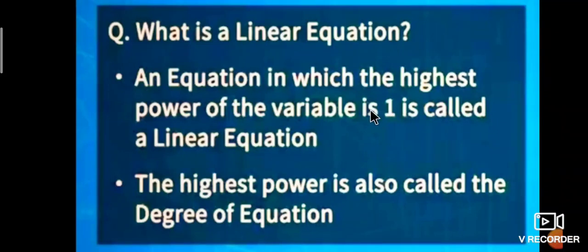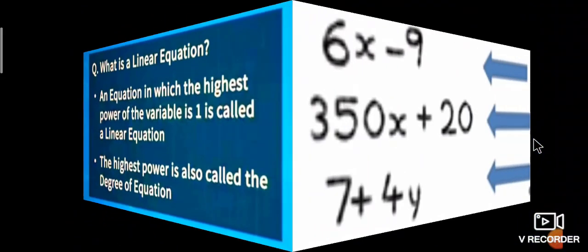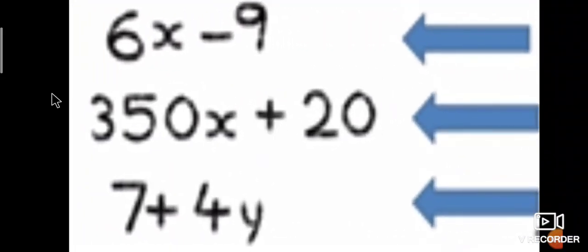Students, did you understand that one? What is a linear equation? It is an equation in which the highest power of the variable is 1. The highest power is also called the degree of the equation. Observe this one: 6x minus 9 is equal to 0. This is one example.